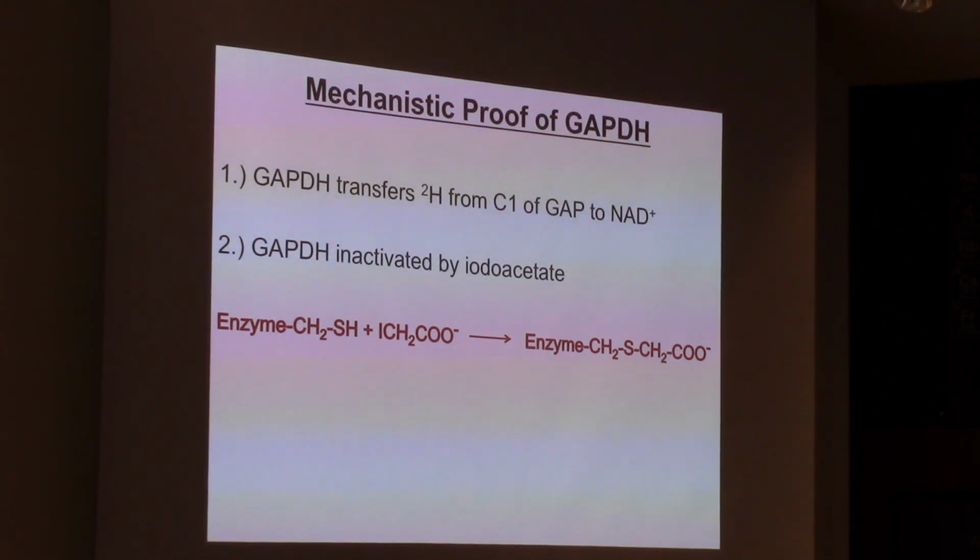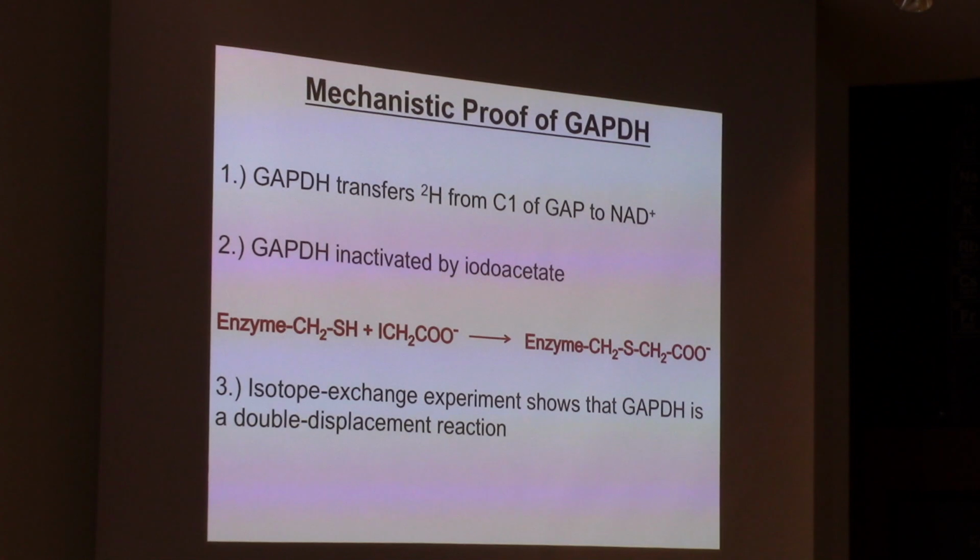And the way that we can detect this is by taking the GAPDH protein, the enzyme, and hydrolyzing it, so putting it in acid and making all of the amino acids come apart. So pulling off each individual amino acid, and then looking at that cysteine residue and asking if it forms a carboxymethyl cysteine. That's how we can go about trying to show if this happened or not.